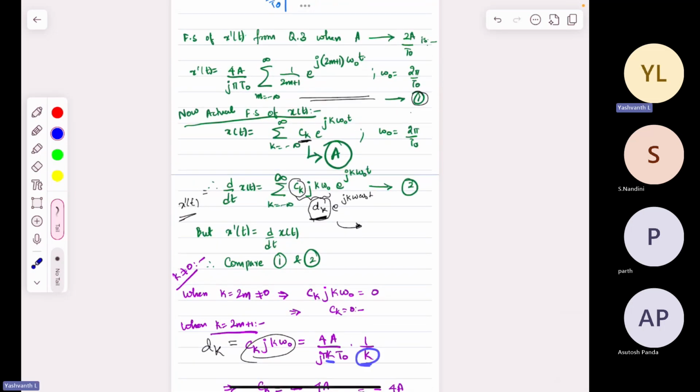Why? I now don't remember why I wrote k two times. Because just 4a by j pi t naught into 1 by k, if 1 by 2m plus 1 is like 1 by k. So your dk should have been just 4a by j pi t naught into 1 by k. This is your dk.